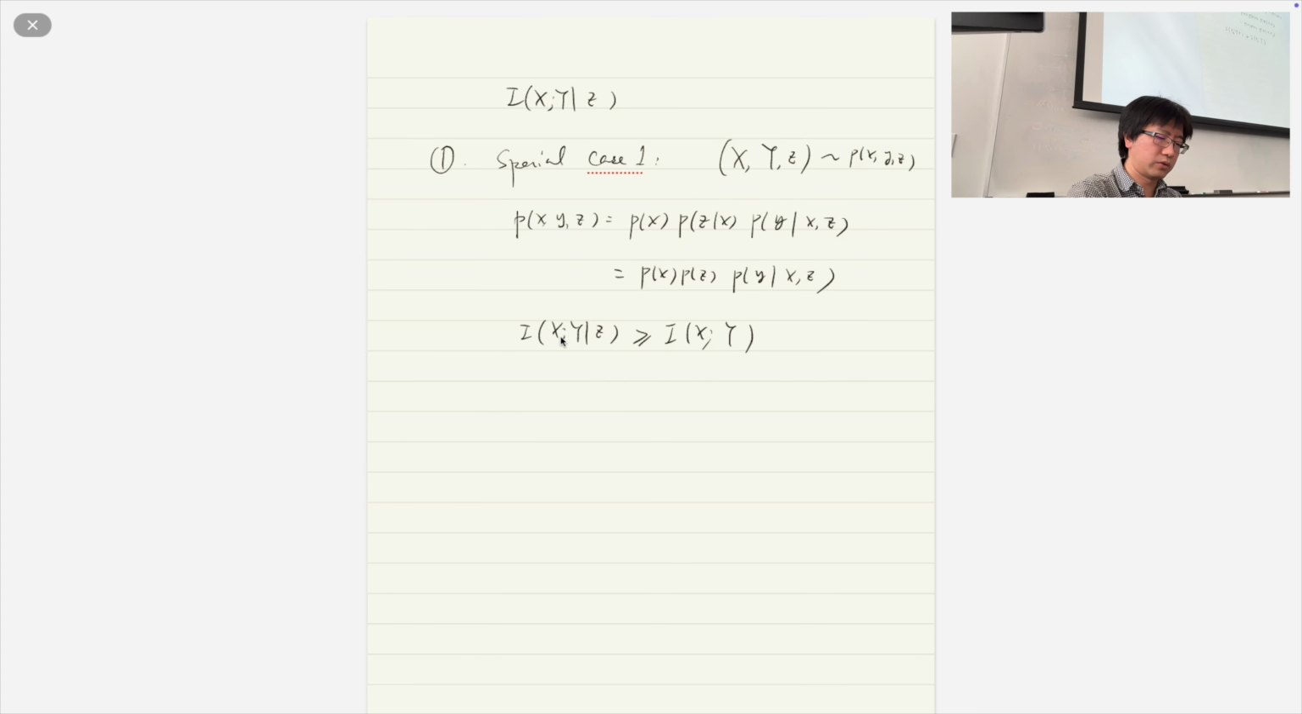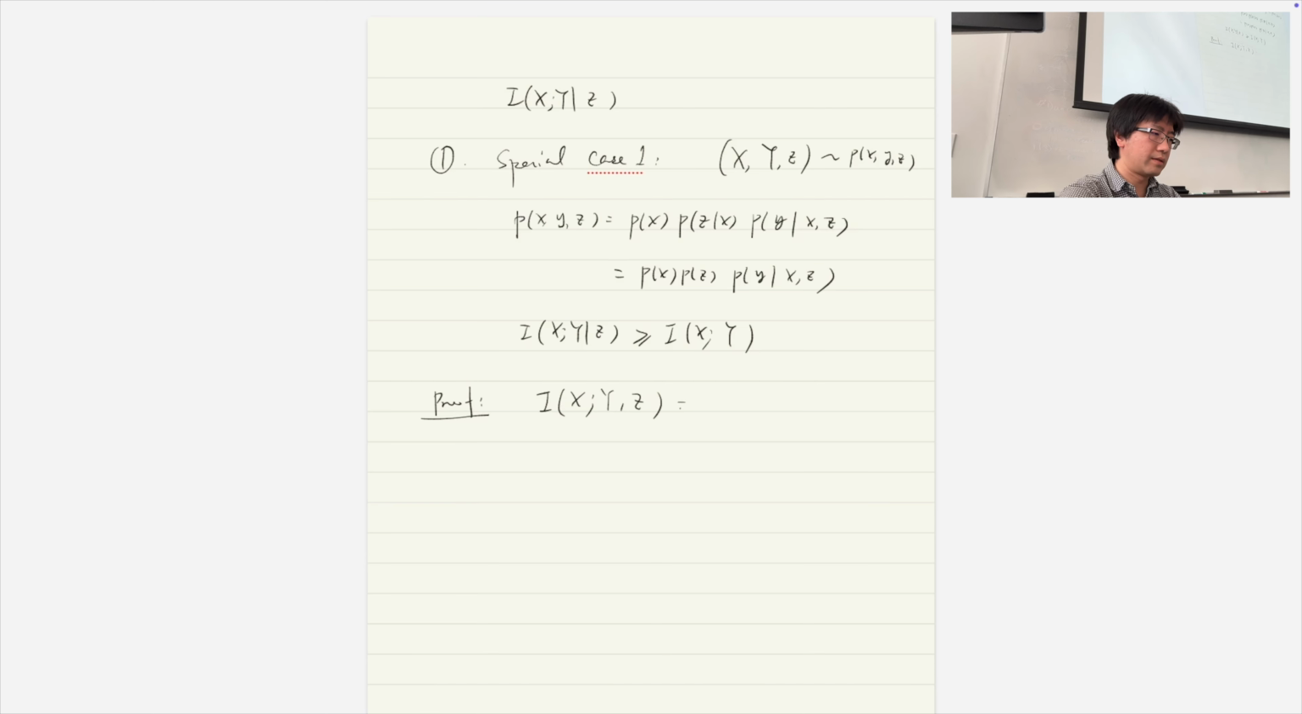Now we're going to prove it in another way. The reason I'm writing this is that this is a very important technique that we use all the time in proofs. So basically what we're going to do is as follows. Since we know the chain rule for mutual information, we just write the mutual information between X and (Y,Z), and then we're going to use the chain rule to expand it in two different ways.